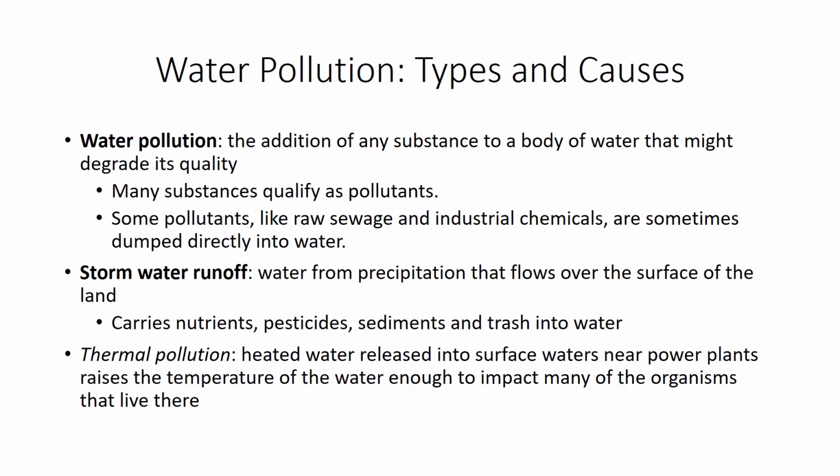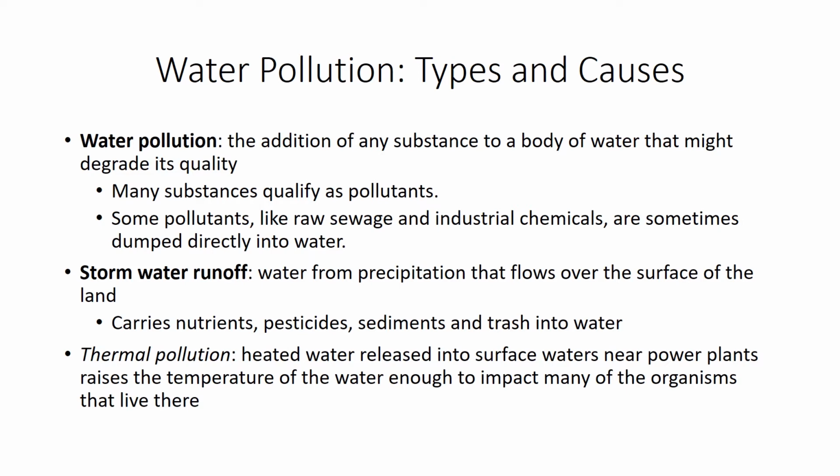And so water pollution is basically the addition of any of these harmful substances or things that can degrade water quality. Many substances qualify as pollutants, but you can think about the fact that raw sewage, industrial chemicals, all these different things can be dumped into water. And so water systems, rivers especially, are mechanisms by which people have moved pollutants away from them for centuries and millennia.